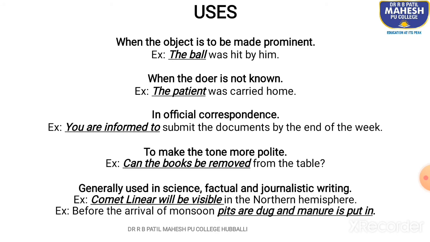Next, it is generally used in science, factual and journalistic writing. Comet Linear will be visible in the northern hemisphere. Okay. Before the arrival of monsoon, pits are dug and manure is put in. So, in these sorts of sentences where we are talking about facts or scientific things, and in journalistic ways of writing, passive voice is used. Okay. So, these were the uses of passive voice.